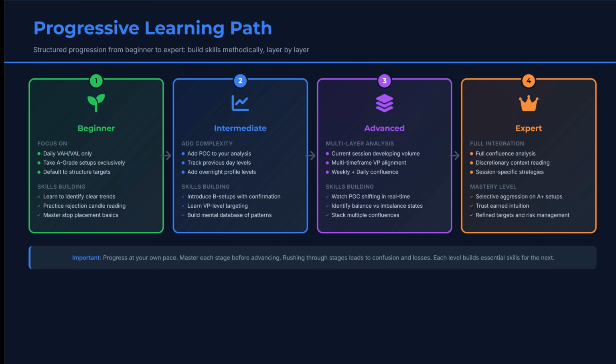Each stage builds the neural pathways, the pattern recognition, and the emotional control required for the next stage. Trust the process. Master each layer, then move forward. That's slide 36. 4 stages, 1 roadmap.